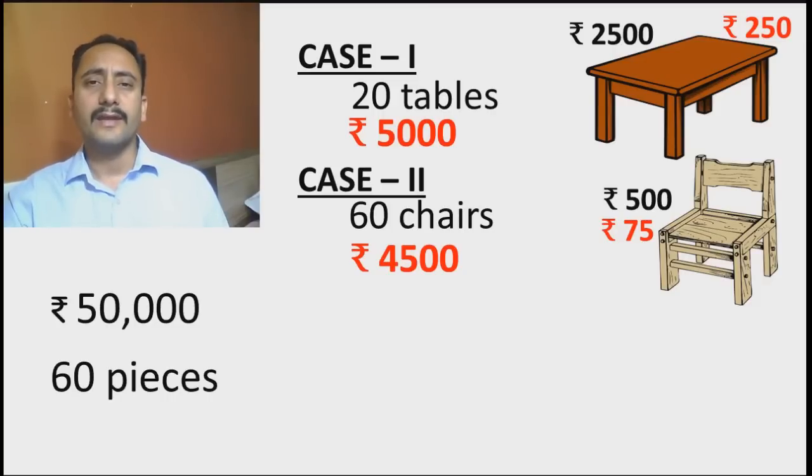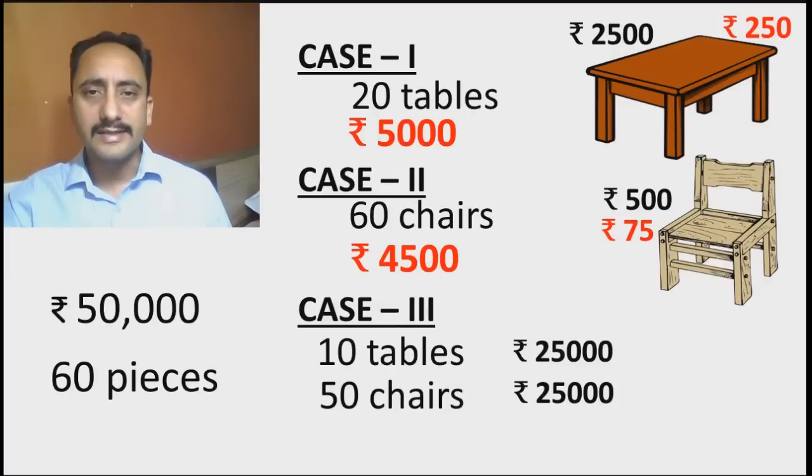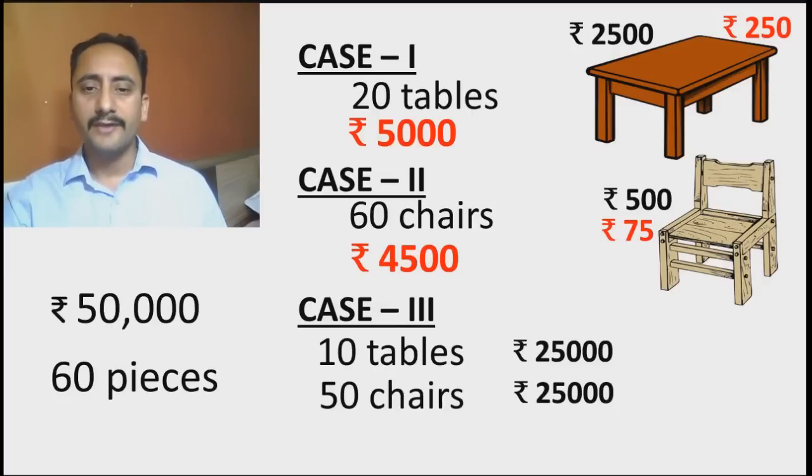Then he went to one of his friends who was a mathematics student, and he suggested that he go for 10 tables and 50 chairs. 10 tables will cost him rupees 25,000 and 50 chairs will also cost him rupees 25,000. So the total amount he'll spend is rupees 50,000 and he has 50,000 available with him, and the total number of pieces he will purchase will be 10 plus 50, which is 60. Again, there is no problem as far as storage is concerned.